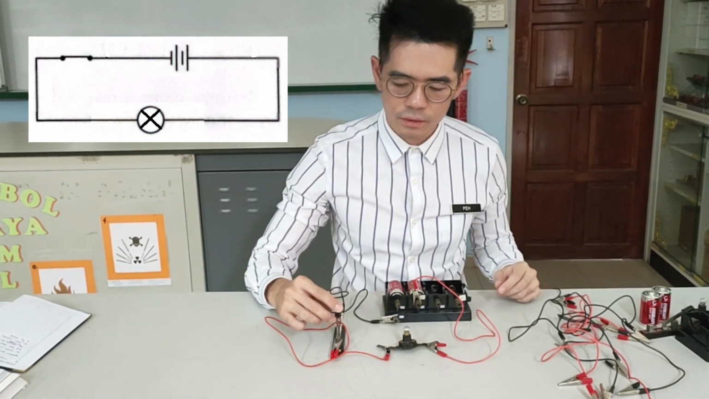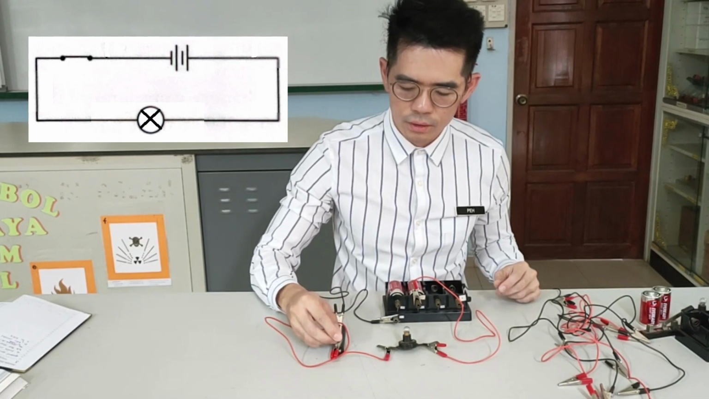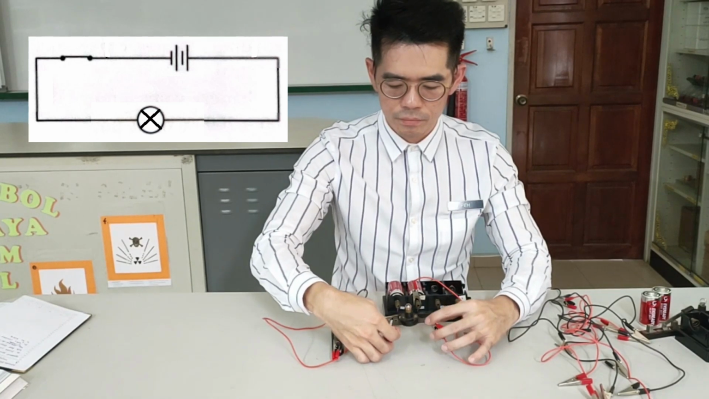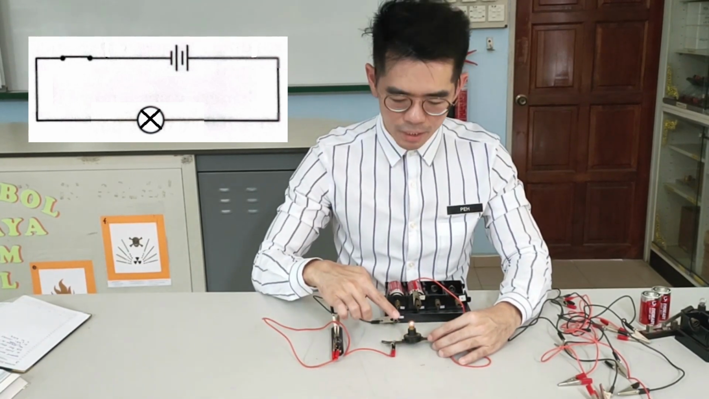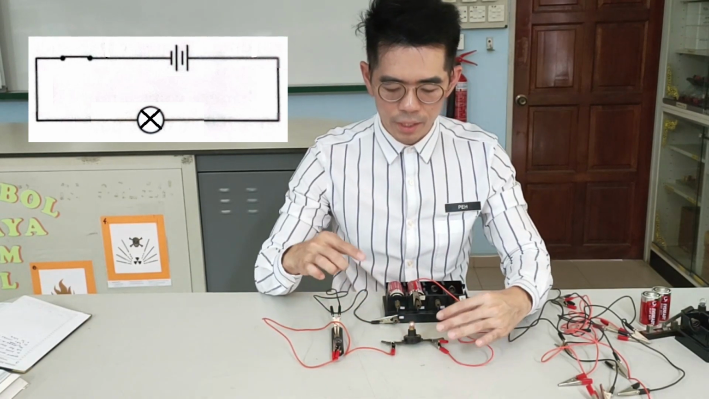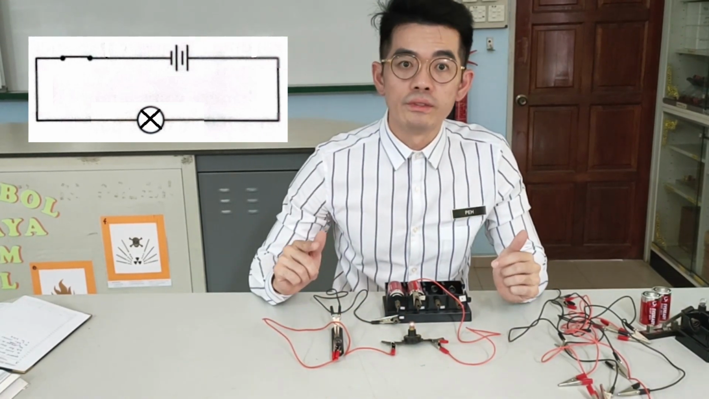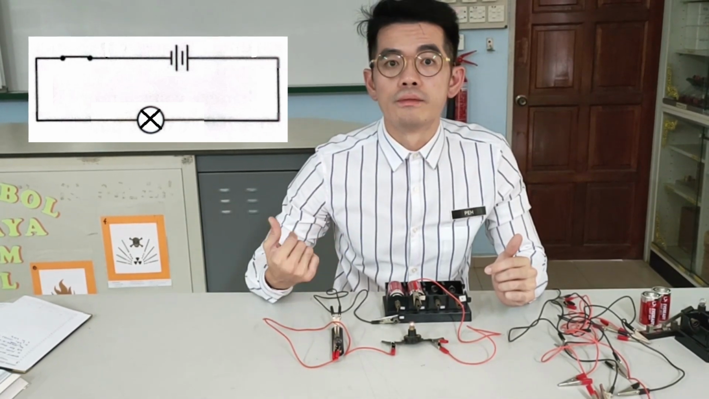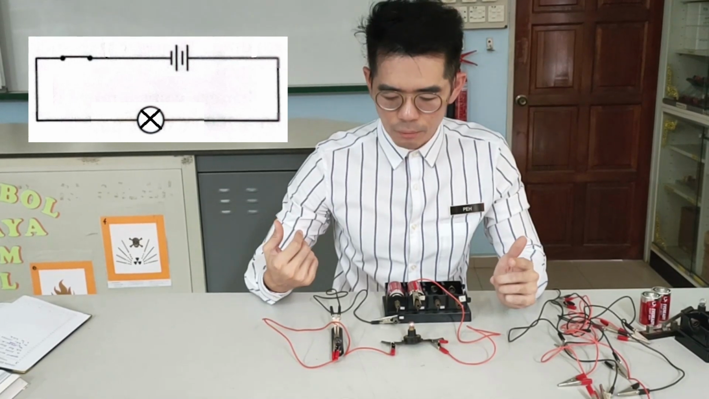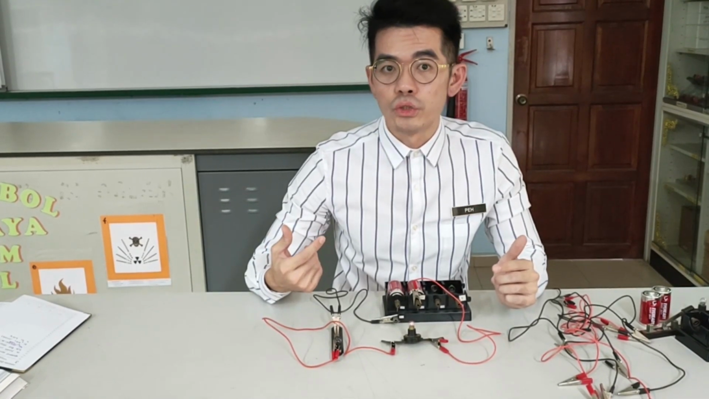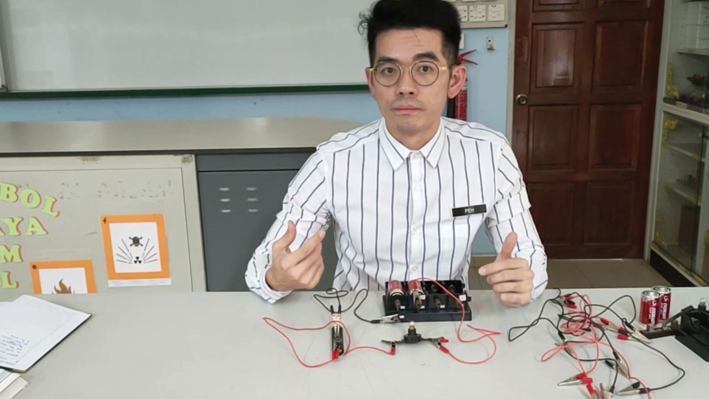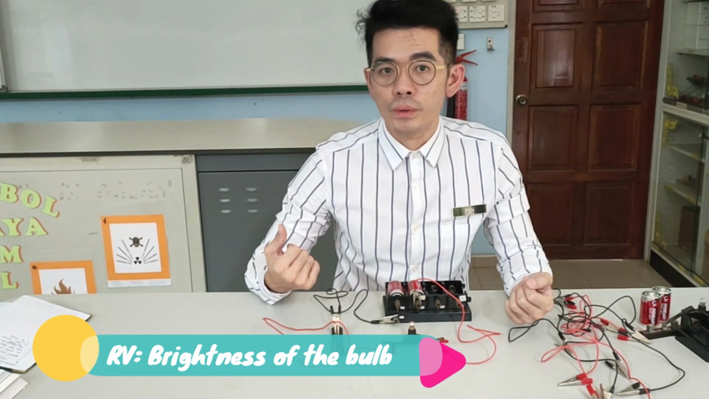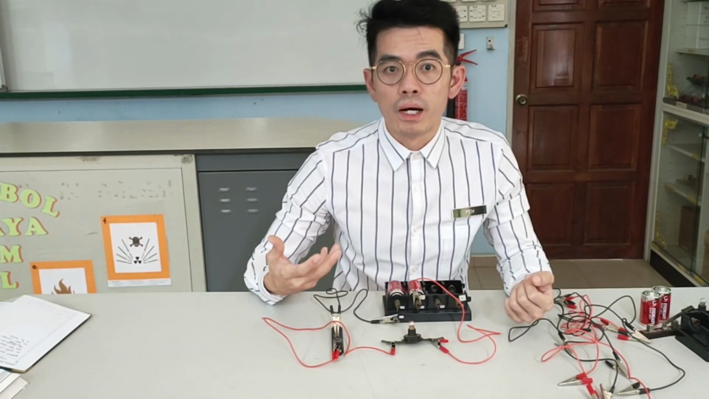Okay, so you may close your switch and observe your bulb. You can see the bulb lights up. Now we want to compare the brightness of the bulb with a different connection, where the dry cells are connected in a parallel circuit. Let me show you how to connect the dry cells in parallel circuits, and then you need to compare which bulb will be the brightest.